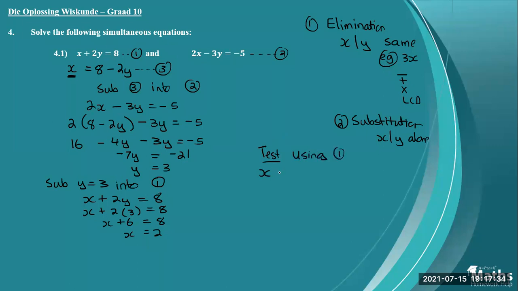So then it means the left-hand side must be equal to the right-hand side. Right-hand side is 8. And this is my left-hand side of equation 1. So where x is equal to 2 and the y value is equal to 3, this will give me a 2 plus 6, which is 8. And therefore, left-hand side is equal to the right-hand side. So my answers are correct.